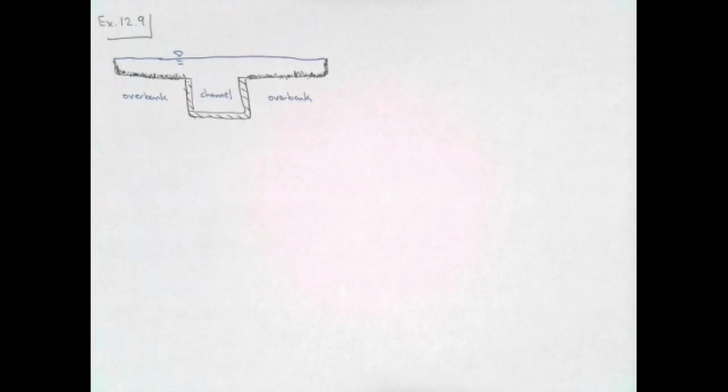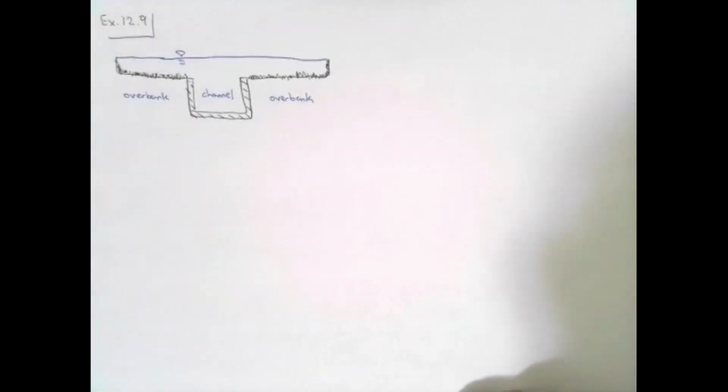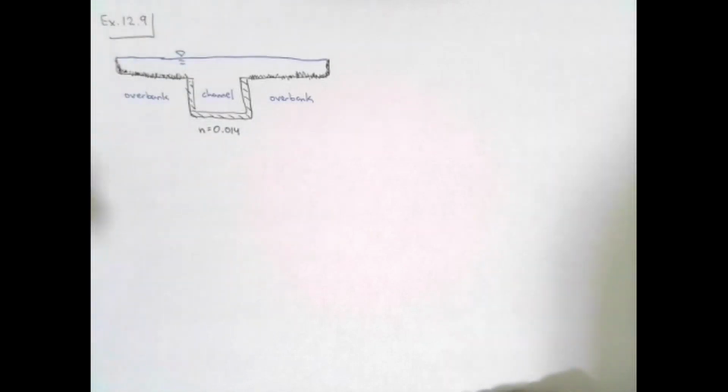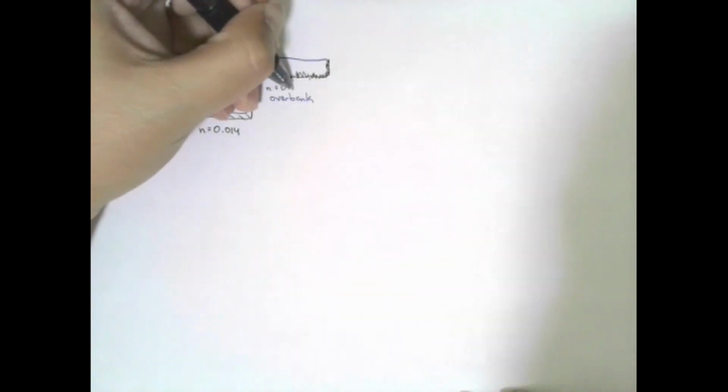We're given that we have an unfinished concrete section. Because the concrete is unfinished, we're actually going to use a higher n value because it hasn't been finished, right? So we have an n value of 0.014. And then we have overflow regions with light brush. And for light brush, we're going to have a Manning's roughness coefficient value of 0.050.